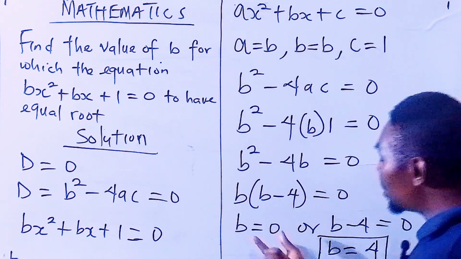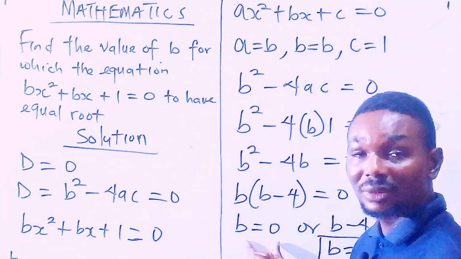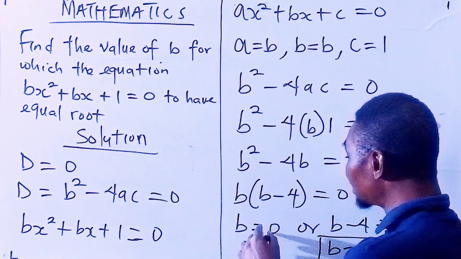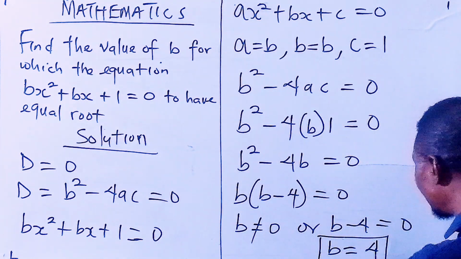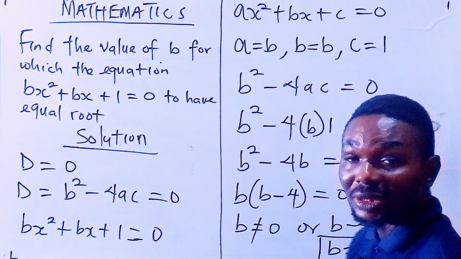Now, b cannot be 0 at this point. b cannot be 0. So the correct answer is b is equal to 4.